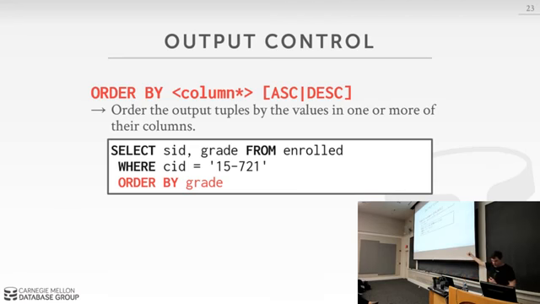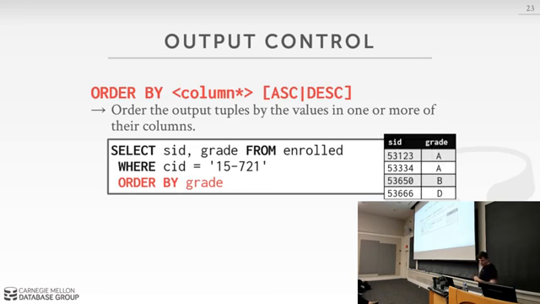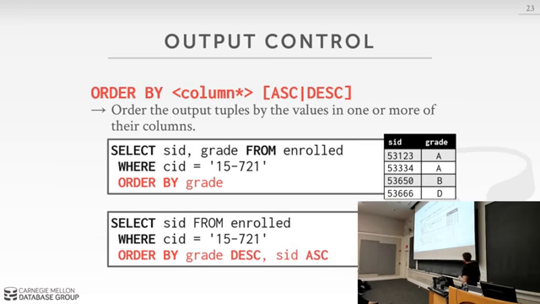In this example, I'm going to sort the tuples from the enroll table based on their grade. Even though I don't specify whether I want ascending or descending, the default in SQL is ascending. You get output like this. But I can also add additional attributes to my ORDER BY clause to do more complicated things. In this case, I want to order by grade in descending order, and then after that, sort them based on the student ID in ascending order. And I would get output like this.